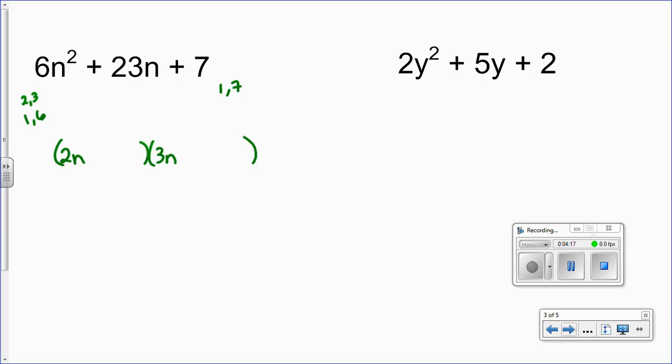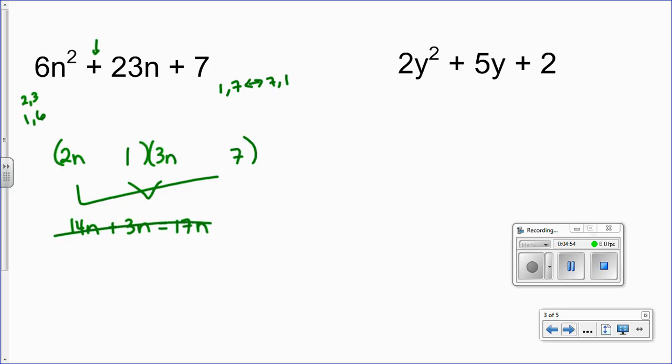And then I need to use 1 and 7. Remember, you can also switch these and do 7 and 1. Sometimes that is more helpful. Since I want the add to be a positive here, I know that I'm going to do positive 1, positive 7. So I need to get 23n when I combine my outer and inner. Right now my outer is 14n, my inner is 3n. That's 17n. Okay, that's not what I want.